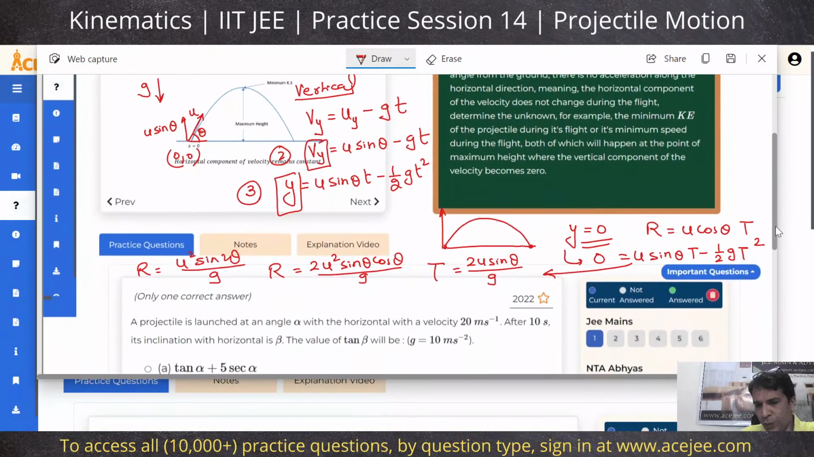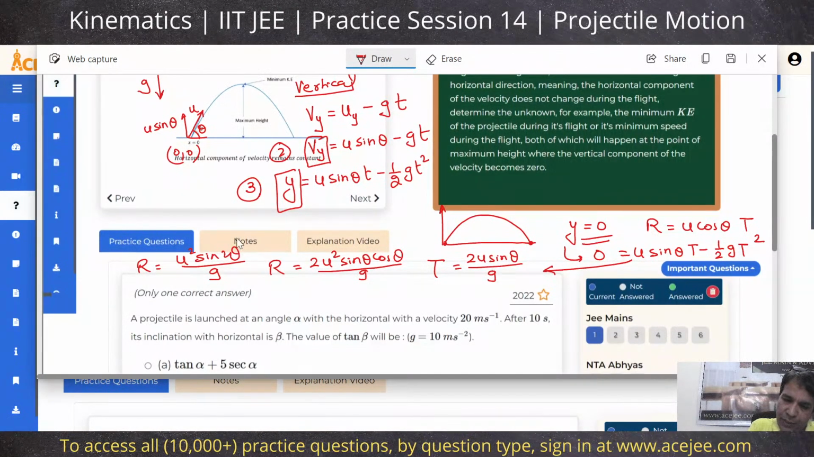If somebody says, for a given initial velocity u, when is the range maximum? At what theta is the range maximum? Well, the range will be maximum when sine 2 theta is 1. So R max would be u square by g. And that happens when sine 2 theta is 1, or 2 theta is 90 degrees, or theta is equal to 45.